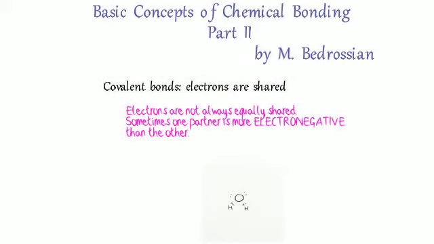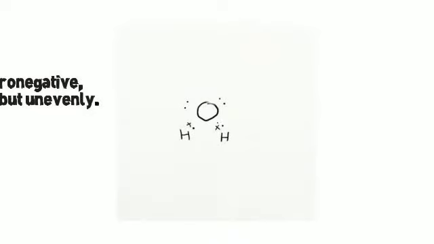Let's take a look at a water molecule, H2O. You could see that each hydrogen is sharing an electron. But oxygen is more electronegative, meaning it really likes to pull the electrons close. It's still sharing, but not evenly. And you can see that in the next picture, there are the electrons closer to oxygen than to hydrogen.